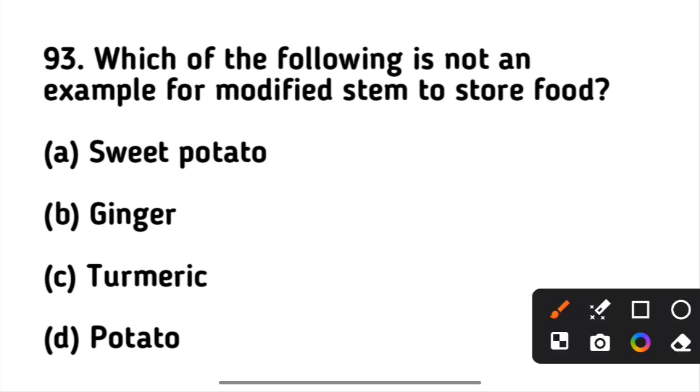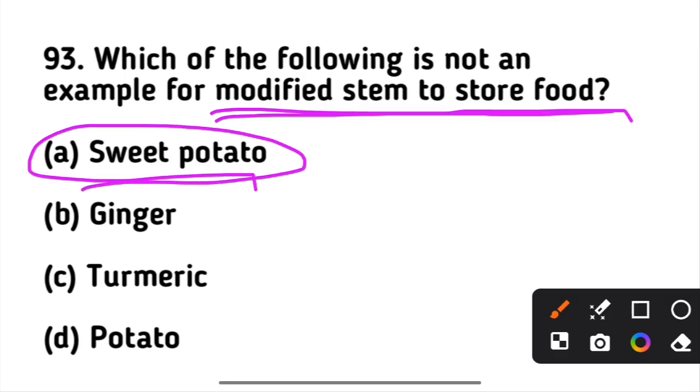Next, which of the following is not an example of modified stem to store food? Option A is correct, sweet potato. Sweet potato is not an example of modified stem to store food. Ginger, turmeric, potato are examples of modified stem to store food.